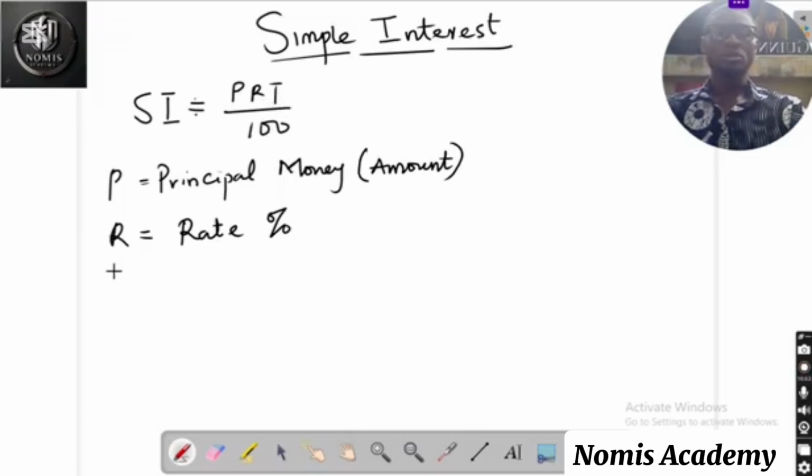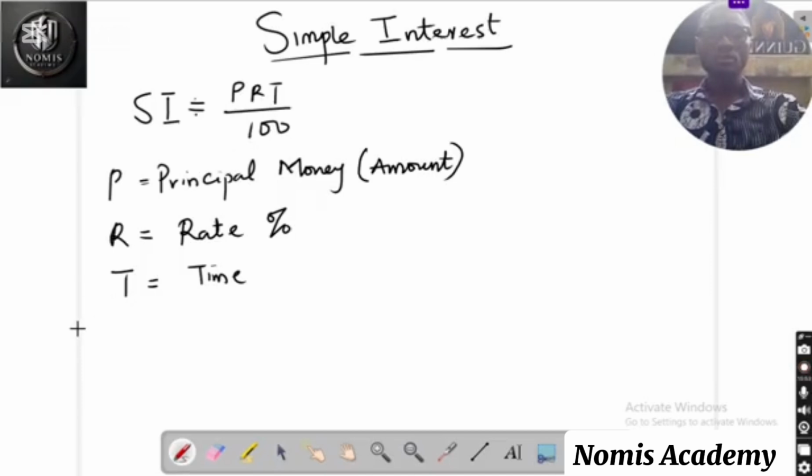So this T stands for time. So if I need to calculate the interest which I should get if I borrow out money for a particular period of time at a particular rate, I will need this formula: SI, simple interest, equal to PRT over 100. Let's take an example to see how this works.